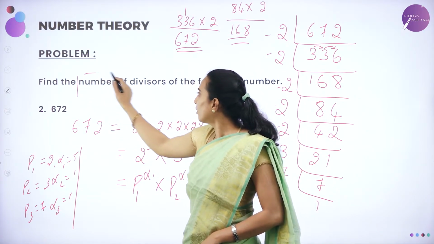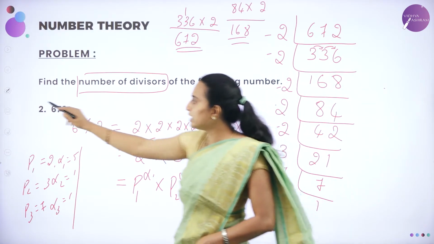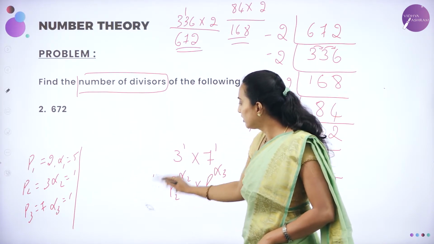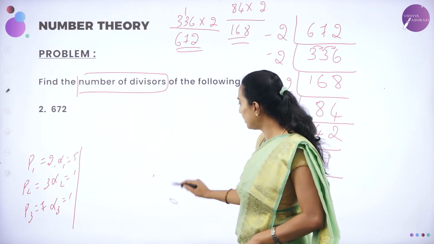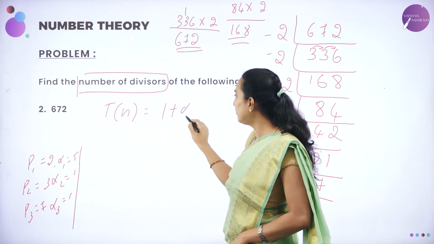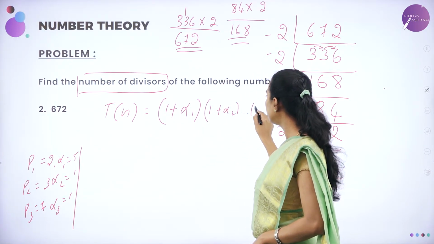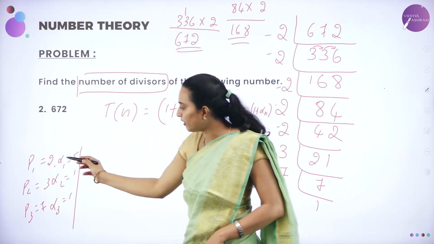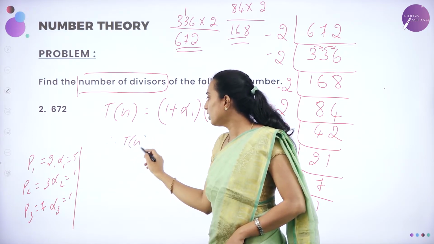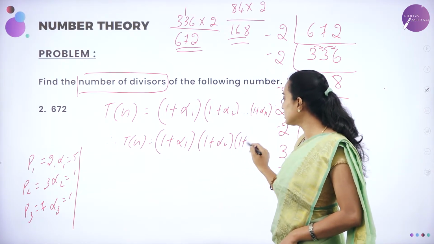Then what have they asked? The number of divisors. What is the number of divisors formula? Here I am going to erase this and write the formula. T of n is given by (1 plus alpha 1) into (1 plus alpha 2) and so on up to (1 plus alpha n). But how many alphas do we have here? There are 3 alphas, so we restrict it to 3. T of n is equal to (1 plus alpha 1) into (1 plus alpha 2) into (1 plus alpha 3).